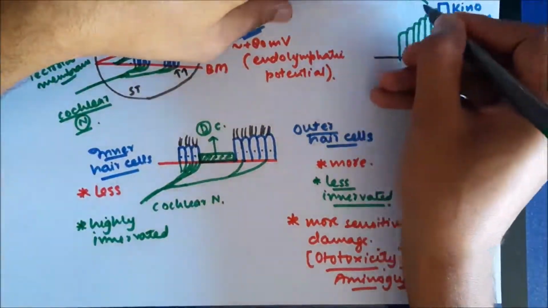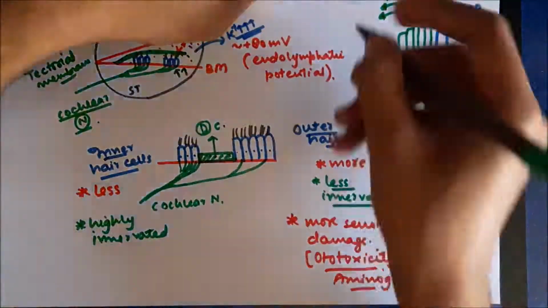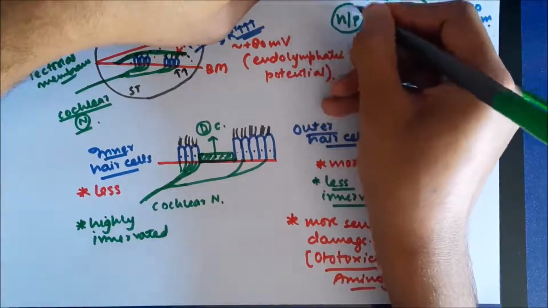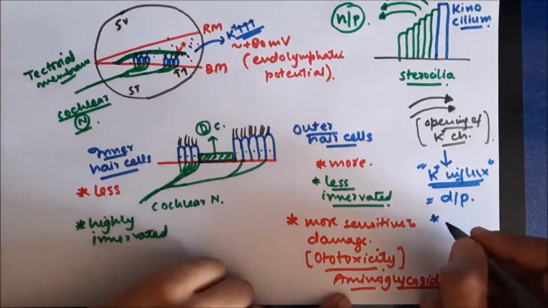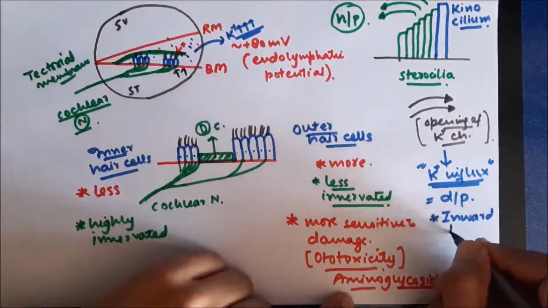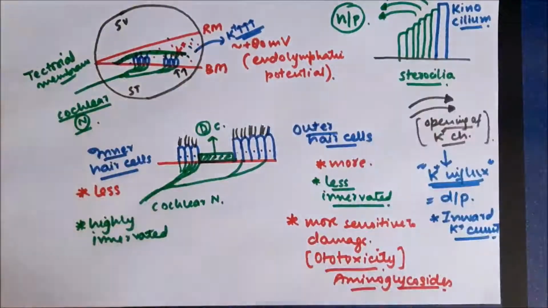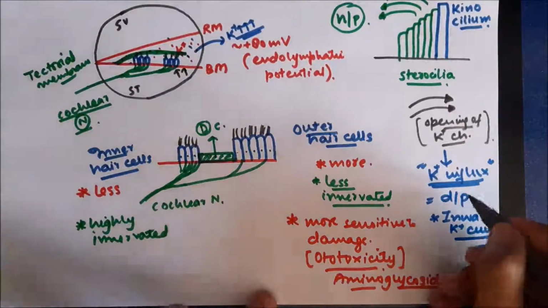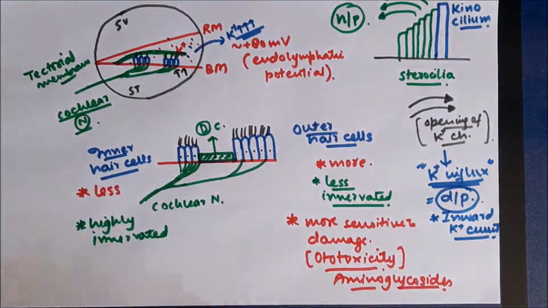If these stereocilia move away from kinocilium, then the phenomenon will be opposite of this, and that is responsible for hyperpolarization. This potassium influx causes depolarization. These currents are called inward potassium currents. They are responsible for depolarization, which produces the signal, and this signal goes to the other centers of the brain associated with hearing. So depolarization is necessary for hearing.